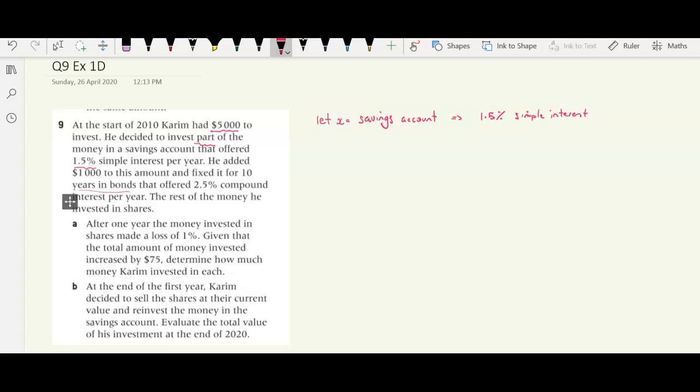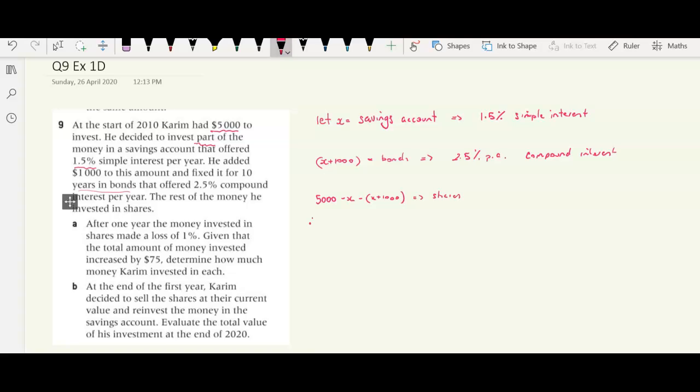So then X plus 1,000 is what goes into bonds, and bonds are 2.5%. This is all per annum, and that's compound interest for 10 years. The rest of the money is going into shares. So the rest of the money is whatever's left. Once you take 5,000, you subtract X, and you subtract X plus 1,000. That's what's going into shares.